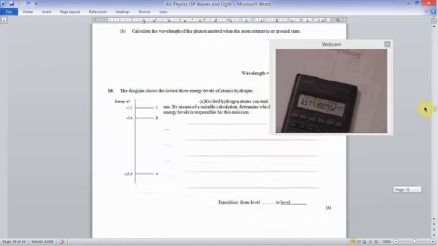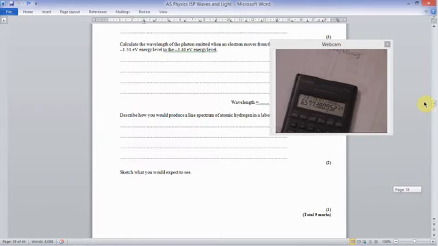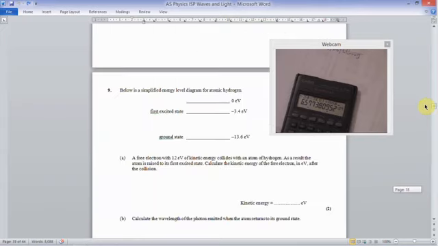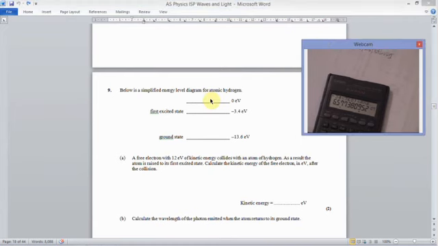Okay, next question. Sketch, we're just doing that there. Brilliant. Next question. Below is a simplified diagram of hydrogen. So you've got the ground state, the first excited state, and the zero state there, so you can figure out the ionization energy if required.